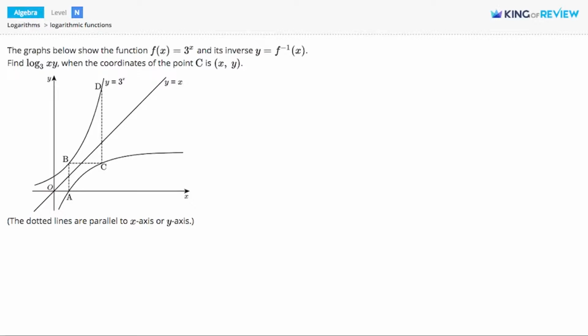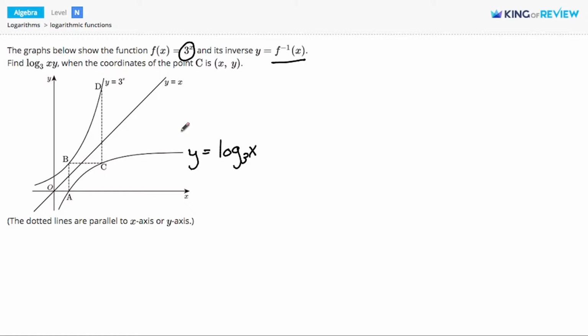Here we have two graphs, y equals 3 to the x, and its inverse down here, which they don't tell us exactly what it is. They just tell us it's the inverse function, f to the negative 1 of x, but the inverse of an exponential function is a logarithmic function. So this function is a log of x, and it's going to be a log base 3, since 3 is the base of the exponential function as well.